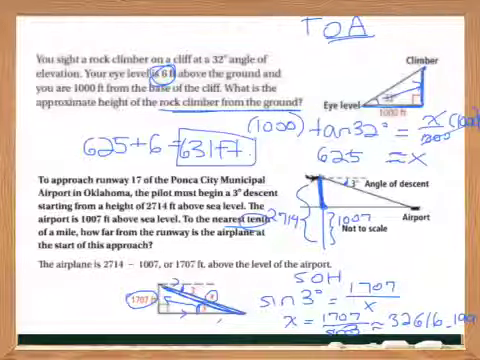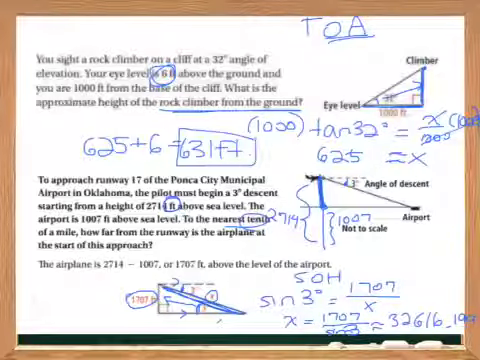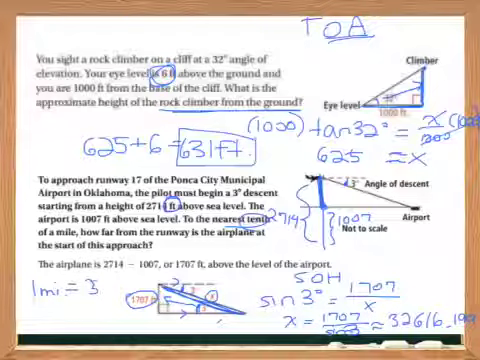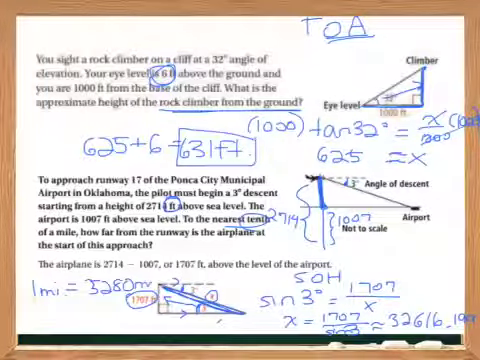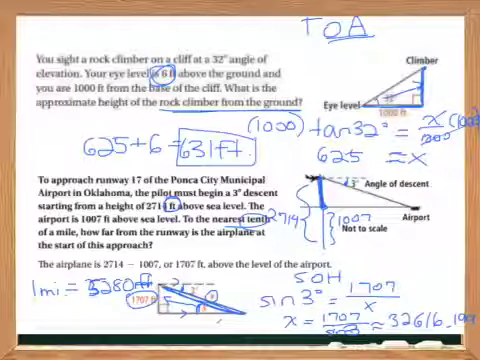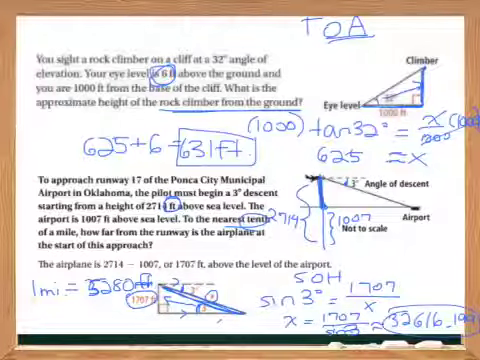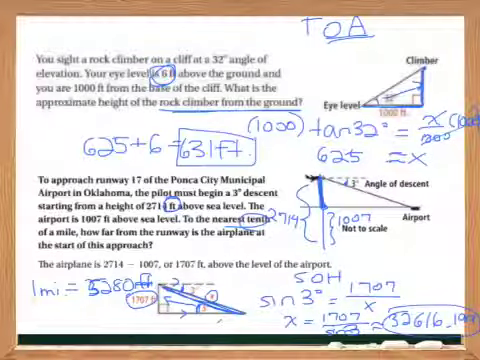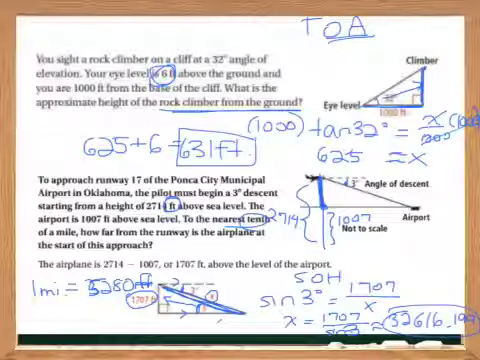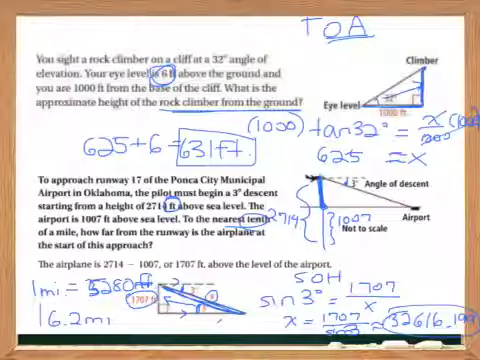But the important thing here is that we need to convert that number that's still in your calculator into miles, because right now it's in feet. So we know that there are 5,280 feet in 1 mile. So we're going to take this number that's still in your calculator and divide it by 5,280. And we get, to the nearest tenth of a mile, that it's approximately 6.2 miles away.